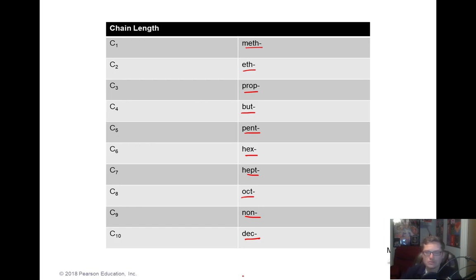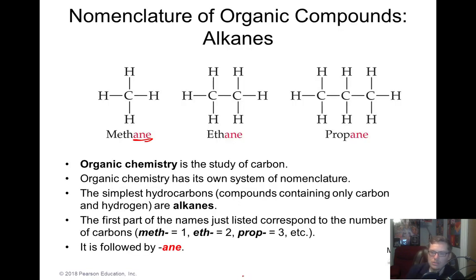So 1 is meth, 2 is eth, 3 is prop. So if we jump back here real quick, we can see we have methane, ethane, and propane, all right? And so each one has their own little thing they're doing, okay? So let's talk about just general rules for naming these.